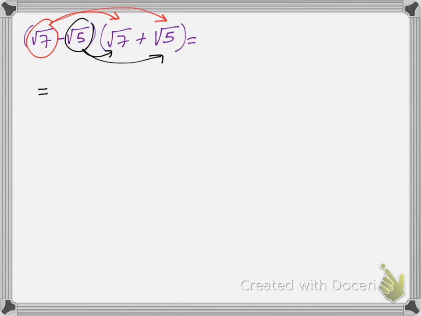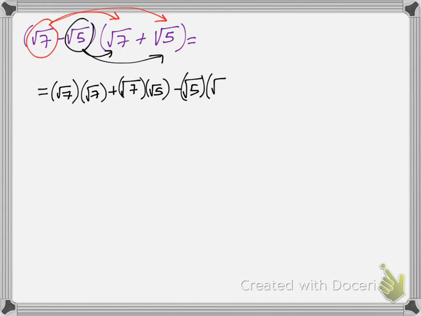So let's see. I'm going to write the first product. Remember that we start writing the products, and a positive times a positive is a positive. The square root of 7 times the square root of 5. Negative times a positive is a negative. The square root of 5 times the square root of 7. A negative times a positive is a negative. The square root of 5 times the square root of 5.